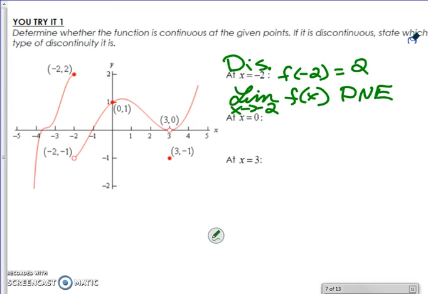This one, you literally are jumping from one point to the next. So there's literally a break in the graph. The one-sided limits are not equal. So this one is going to be an example of a jump discontinuity.